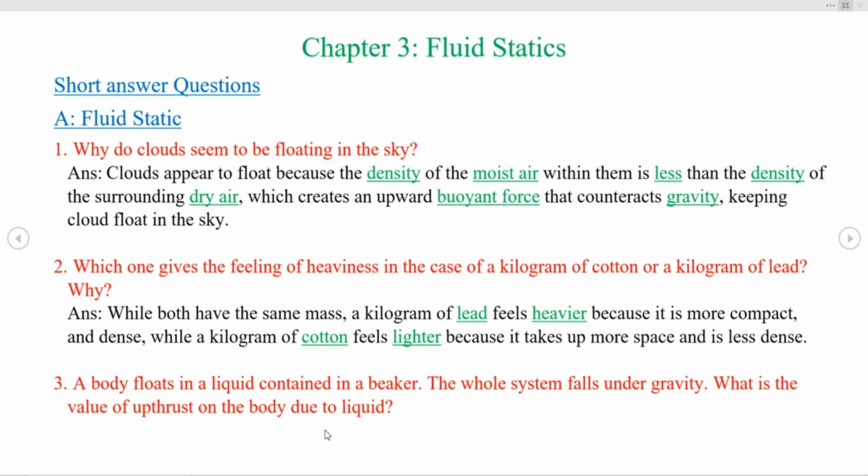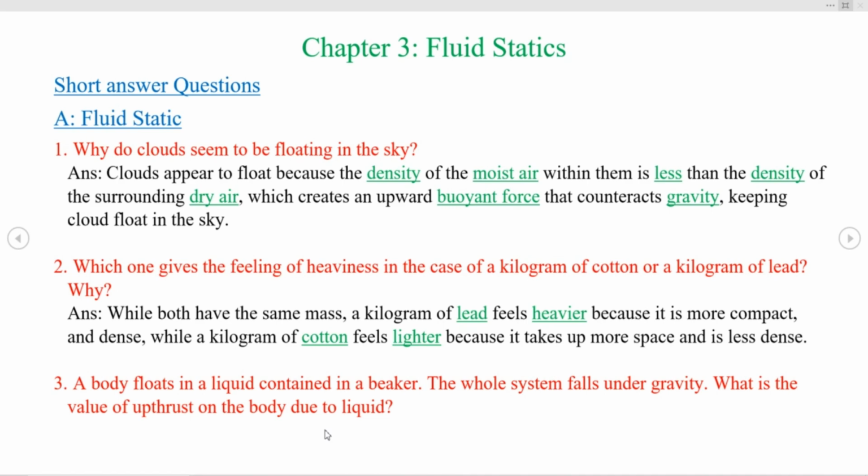Today we are covering short answer questions from chapter 3, fluid statics. So the first question we have is, why do clouds seem to be floating in the sky? For this question our answer should be like, clouds appear to float because the density of the moist air within them is less than the density of the surrounding dry air, right? Which creates an upward buoyant force that counteracts gravity, keeping the cloud floating in the sky.